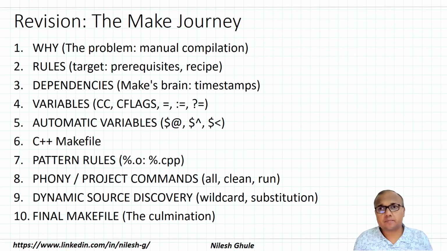Then we talked about the variables like CC, CFLAGS or CXX, and we also talked about different assignments like equal to, colon equal to, plus equal to. We've seen the automatic variables like $@ target, $^ all prerequisites, $< first prerequisite. We've seen how to create a C++ makefile. It was just a matter of changing the compiler and file extensions. Then we talked about the general pattern rule, how to create a .o file from the corresponding .cpp file. We also discussed the phony targets or virtual targets so that their names are not conflicting with the existing actual file names. Then we talked about dynamic source discovery by using wildcard and substitution pattern like .cpp equal to .o. And then we came up with the final makefile.